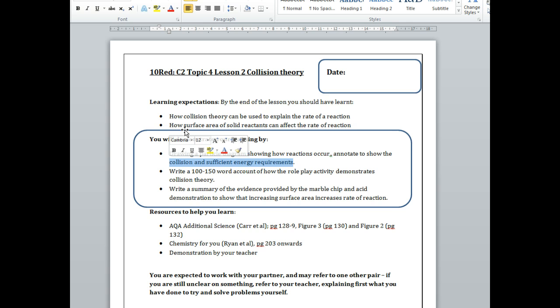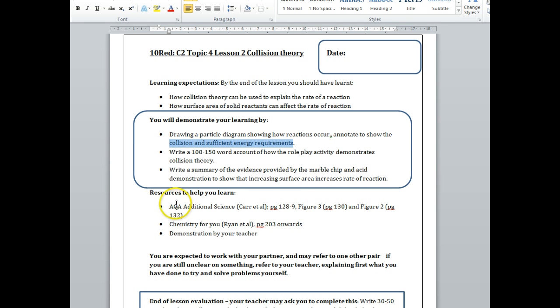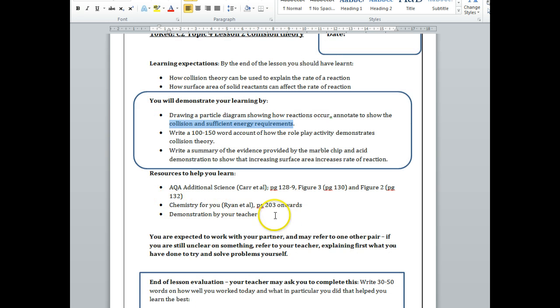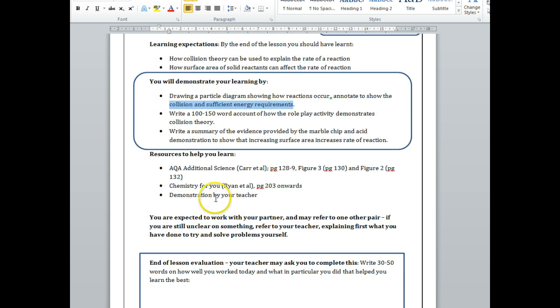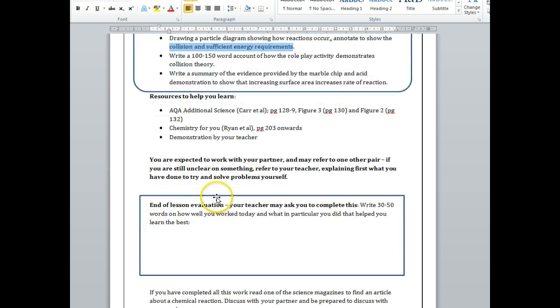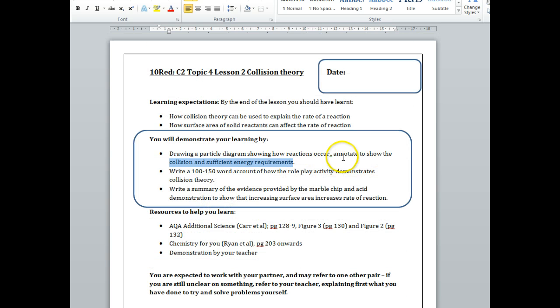You should have written a 100 to 150 word account of the role play we've done, where you walk around the room high-fiving each other, modelling the particle collisions. And you should have seen a demonstration of marble chips of different sizes in acid, showing how surface area increases. The books, the AQA Additional Science, is available through Caboodle, Chemistry for You is available in the lab, and obviously I would have done the demonstration in the classroom. Okay, so that's what we're up to this evening.